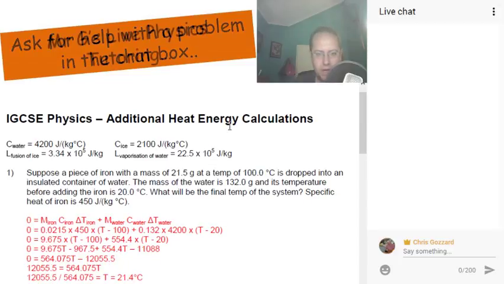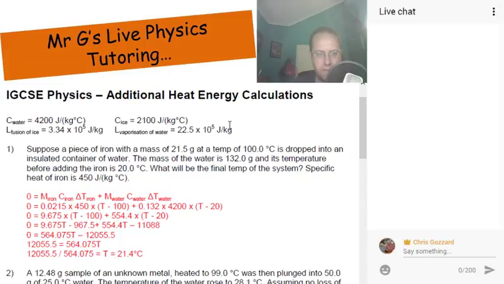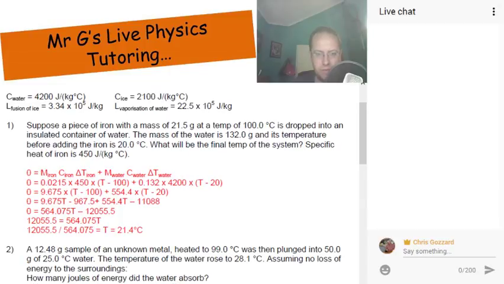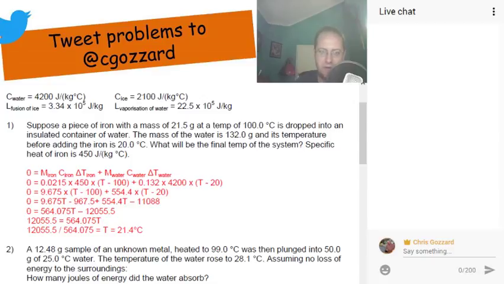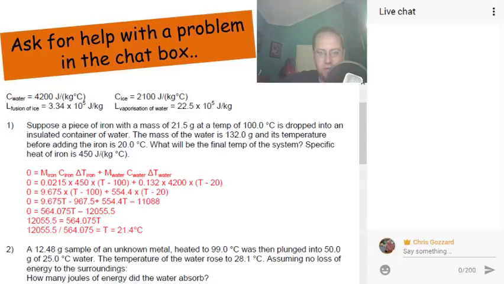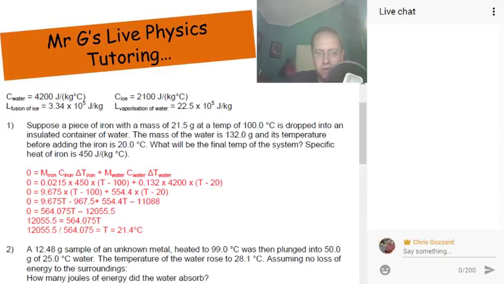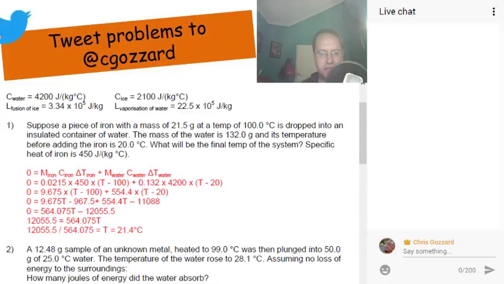Okay, so let me move it up here. The first problem was: suppose a piece of iron with a mass of 12.5 grams at a temperature of 100 degrees is dropped into an insulated container of water. The mass of the water is 132 grams. The temperature before adding the iron is 20 degrees C. What's the final temperature of the system going to be? And the specific heat capacity of iron is 450 joules per kilogram per degree.